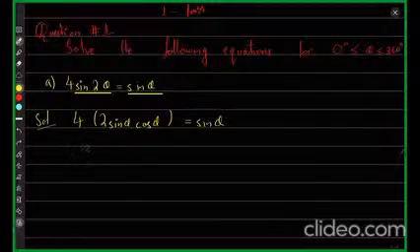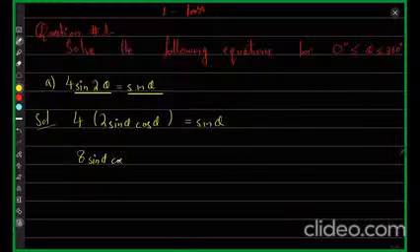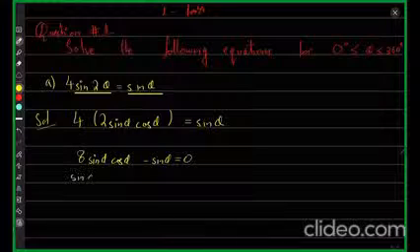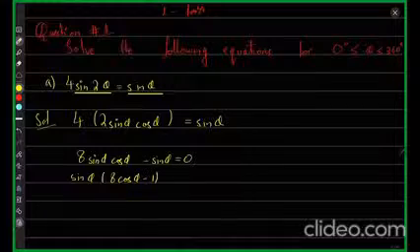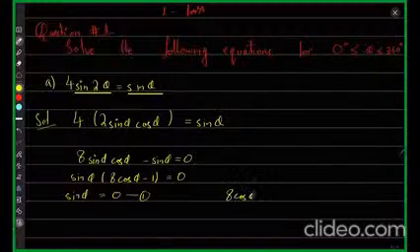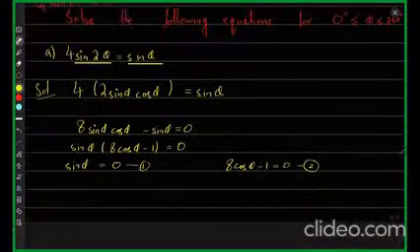So this is going to give me 8 sine theta cos theta minus sine theta equals 0. Now I can take sine theta common and this would give me 8 cos theta minus 1 equals 0. And finally, it is sine theta equals 0. This is the first equation. And 8 cos theta minus 1 equals 0. This is my second equation. So I can just simplify this thing now.